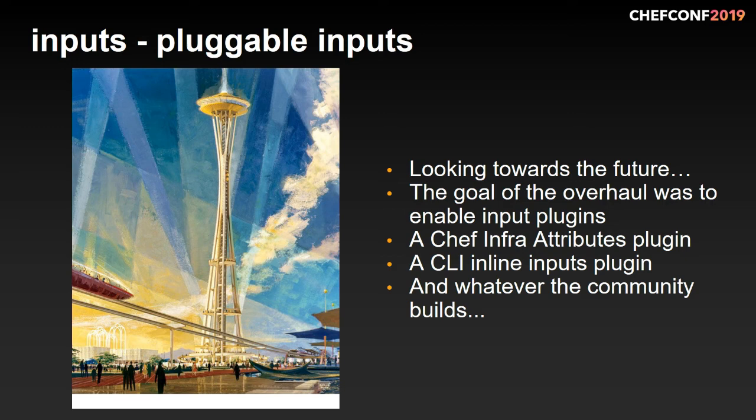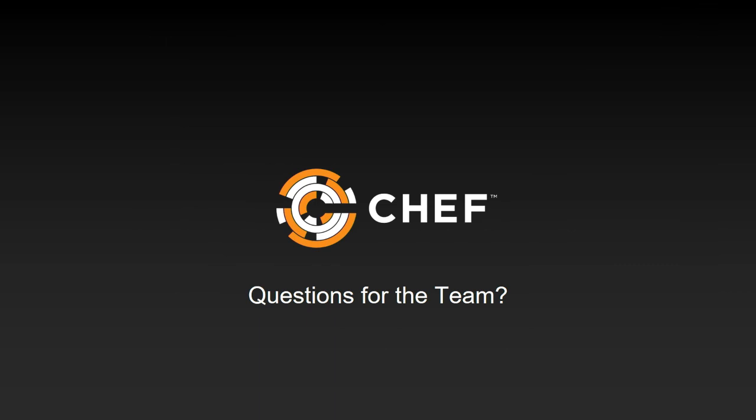And then finally, the input system itself is now pluggable. It uses the same plugin system developed in InSpec 3. The major goal of the input overhaul was to enable the pluggability. Future plans, we're still working on this right now, but there's plans to have a Chef Infra attributes plugin, CLI inputs, and also whatever the community at large wants to build and integrate with. And that is it. Quick, but any questions for us?